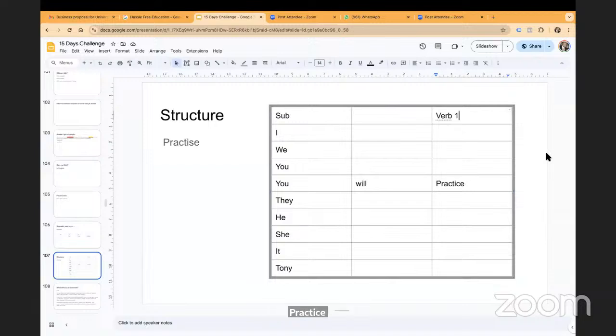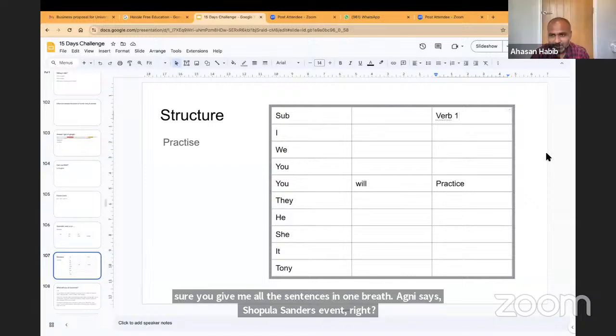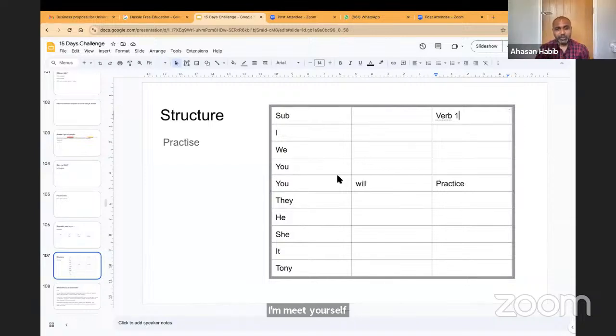I will practice, he will practice, they will practice, she will practice, it will practice, Tony will practice. Excellent. So one more time, we're going to practice together.